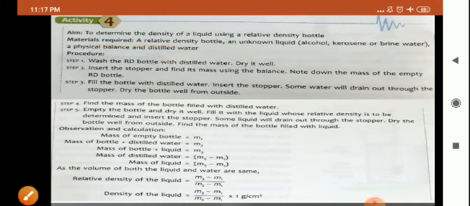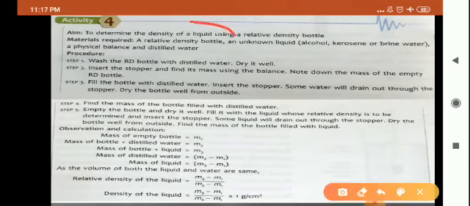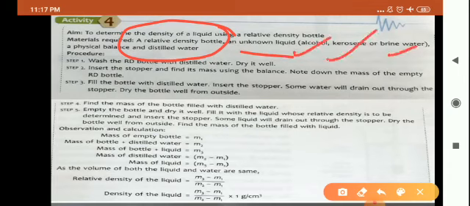Now what are the materials you require? First of all, you require a relative density bottle. Then you need to take a liquid whose density you need to find, and that liquid can be anything like alcohol, kerosene or brine water. What is brine water? Brine water is water having a concentration of salt, or you can say salty water. Then you require a physical balance and distilled water.